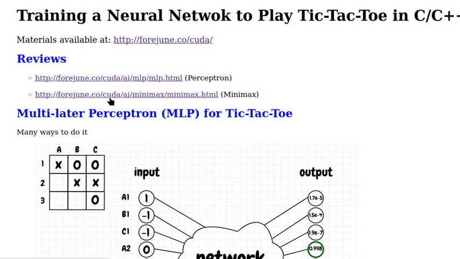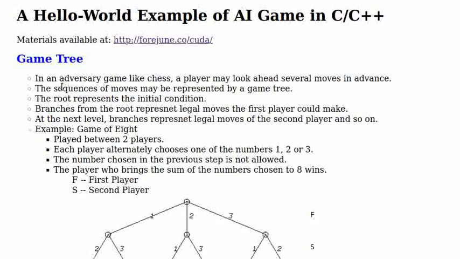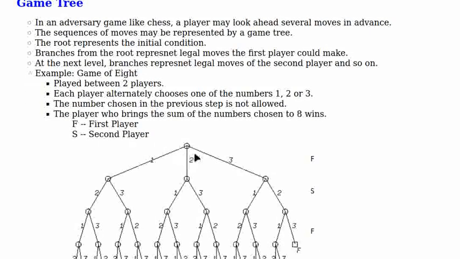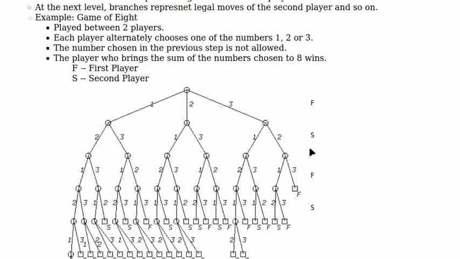This link goes over the basic ideas behind the minimax procedure. In an adversarial game like chess, a player may look ahead several moves in advance. The sequences of moves may be represented by a game tree. The root represents the initial conditions. Branches from the root represent legal moves the first player could make. At the next level, branches represent legal moves of the second player, and so on.